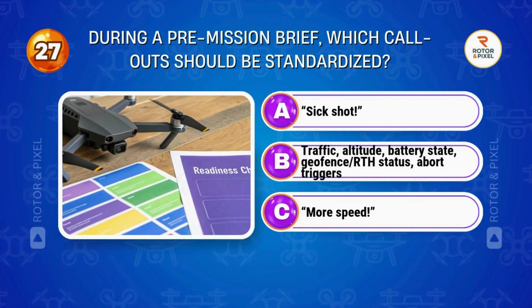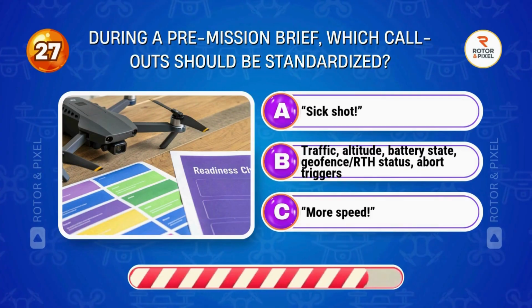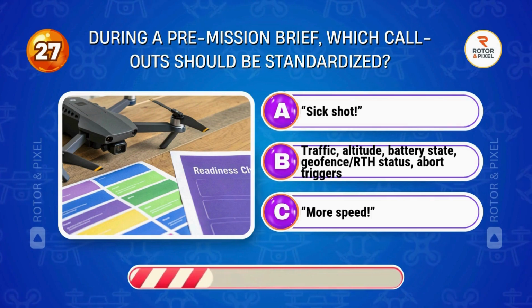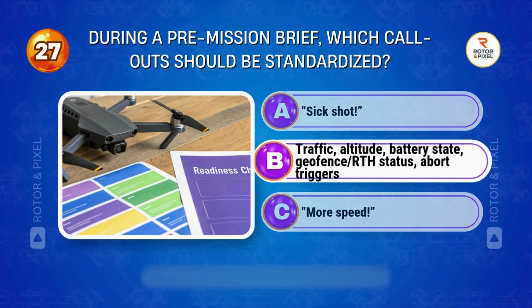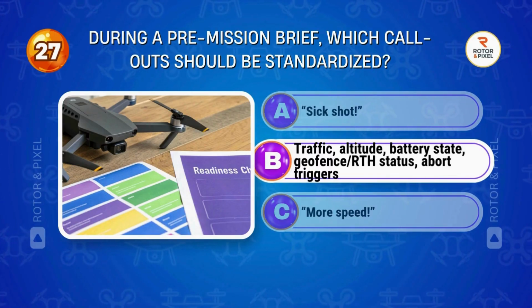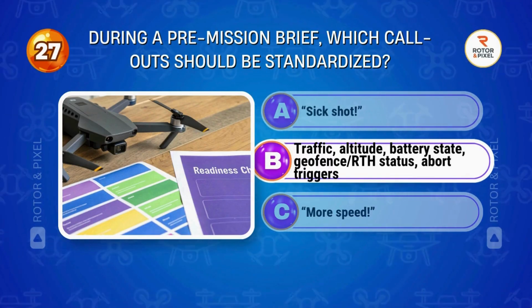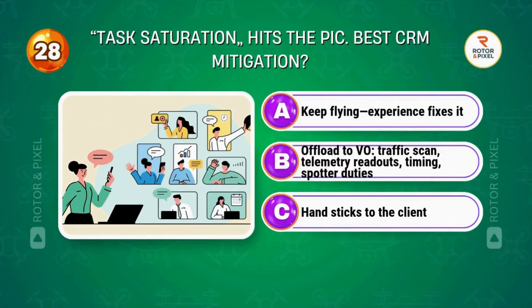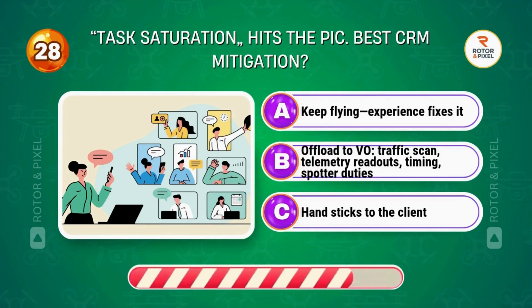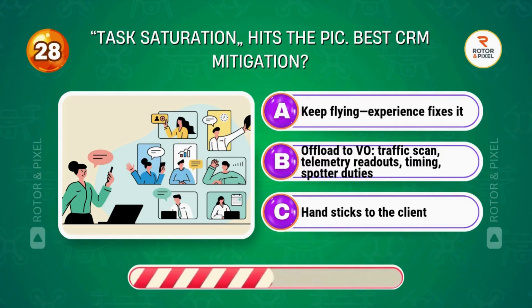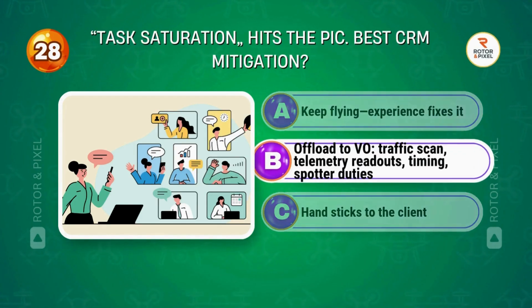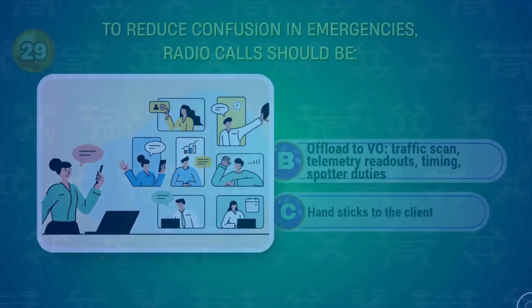During a pre-mission brief, which callouts should be standardized? Answer B, traffic altitude, battery state, geofence/RTH status, abort triggers. Task saturation hits the PIC. Best CRM mitigation? Answer B, offload to VO: traffic scan, telemetry readouts, timing, spotter duties.